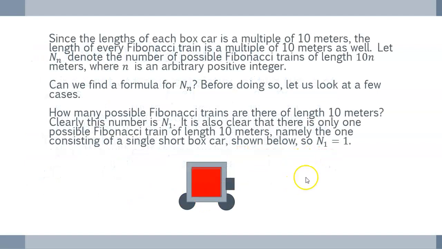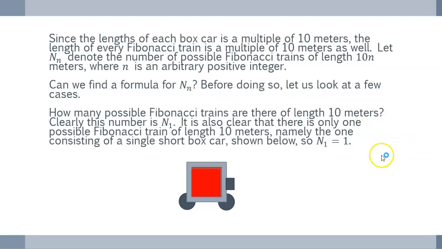So let's just start with a few simple examples here. I'm going to let capital N sub little n denote the number of possible Fibonacci trains of length 10n meters. And you'll note that every Fibonacci train has to have a length that's a multiple of 10 meters, since the boxcars are 10 and 20 meters long, respectively. Those are multiples of 10 meters, so the whole train has to be as well. So can we find a formula for capital N sub little n? That's my goal in this video. And I will do that by the end of the video.